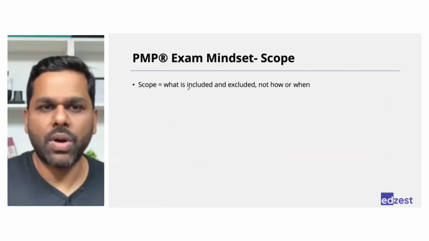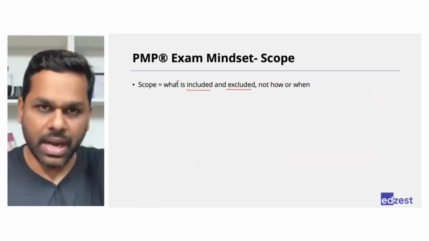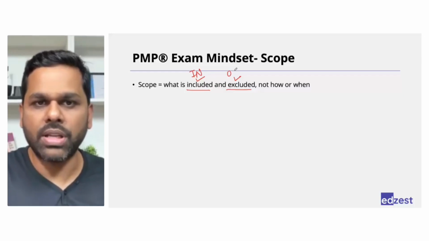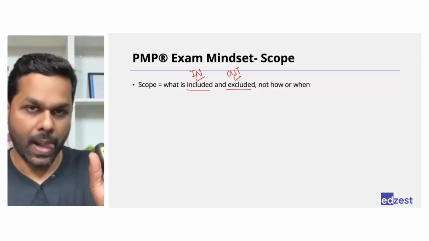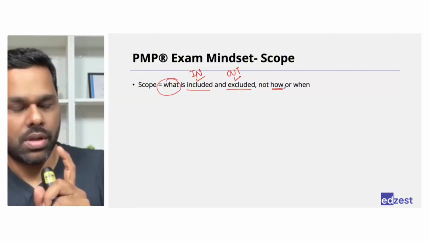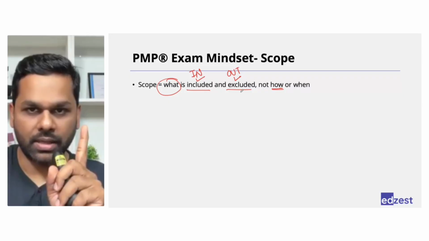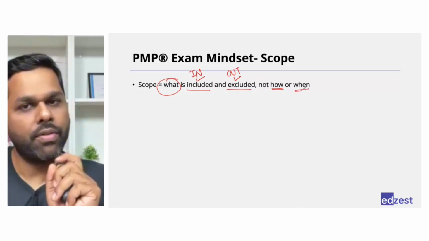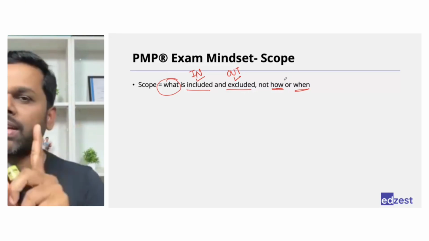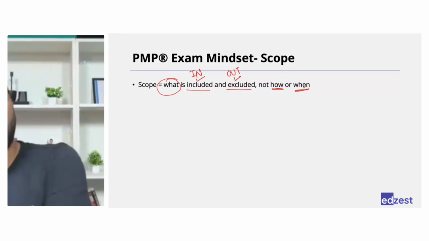Right? Scope basically means what is included and what is excluded. And keep this in mind. First, included and excluded both. What is in the scope and what is out of scope, both the things. And also what, not how. It does not talk about activity. Do this, do that. It does not talk about that. Also, not when. When is a part of your schedule. How is a part of your schedule. Right? So activities that you will carry out will be there as a part of schedule. When it will happen will be a part of schedule.